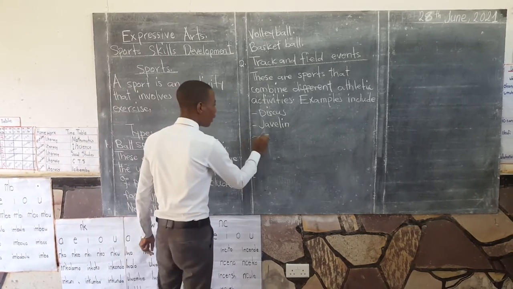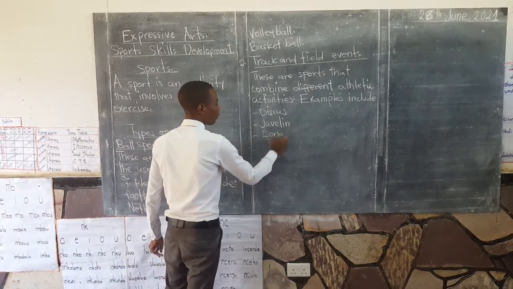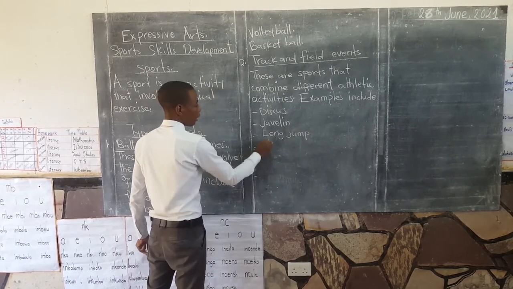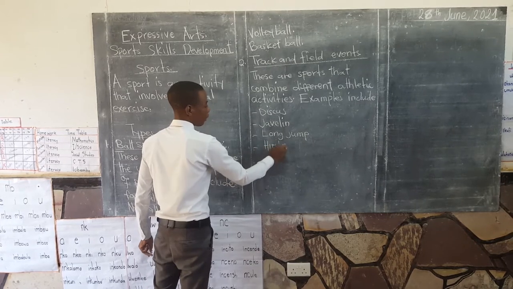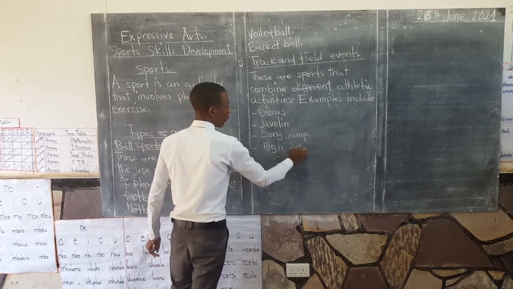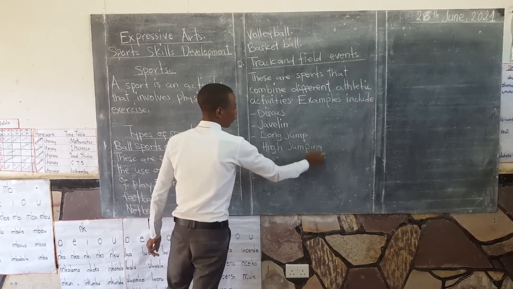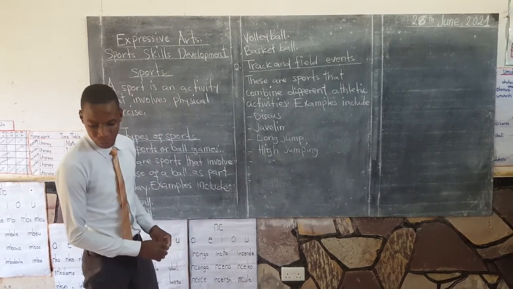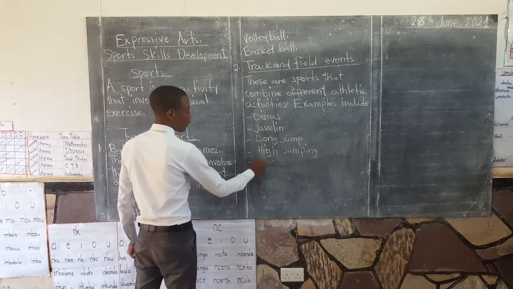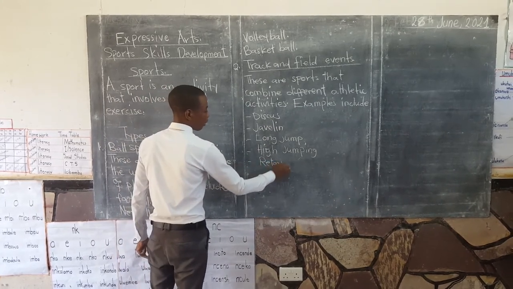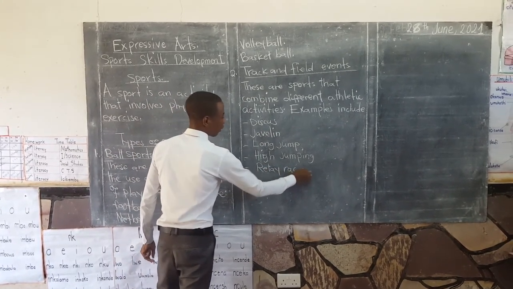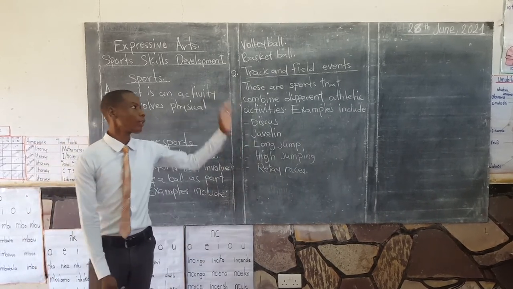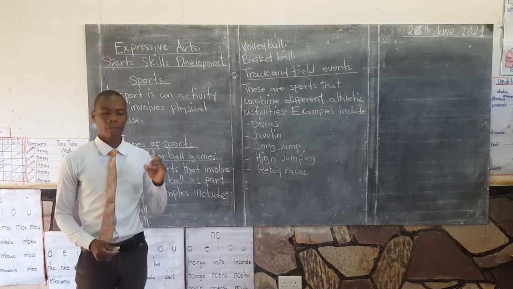Then we have a long jump. Then high jump. Then you can also talk about a relay race. So all these are known as track and field events.